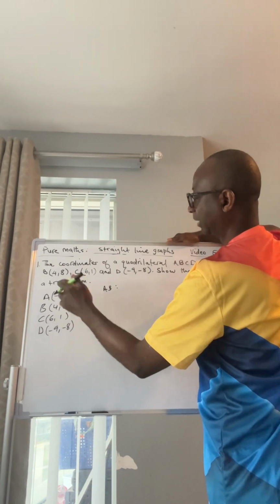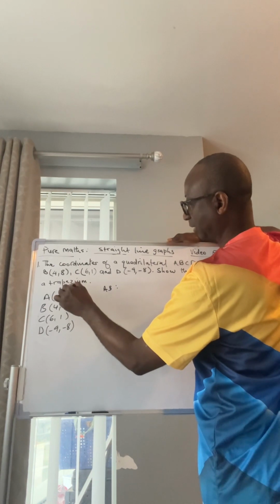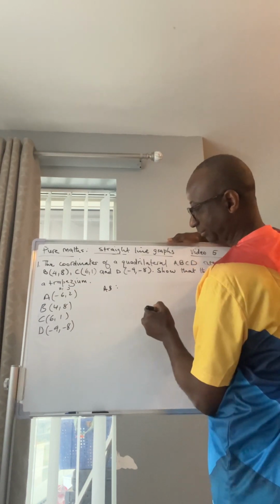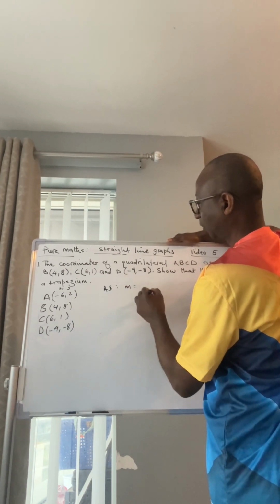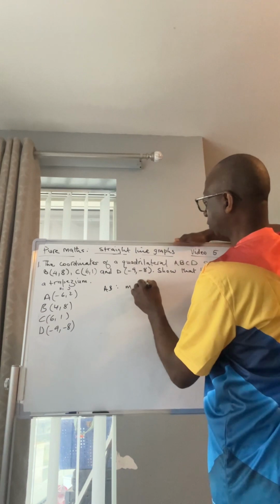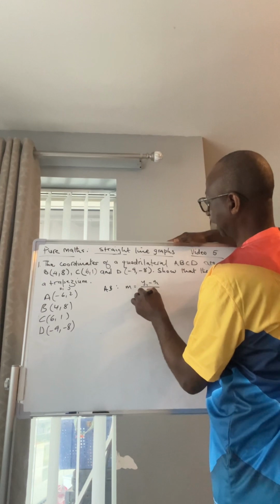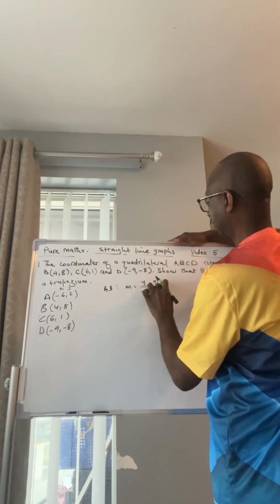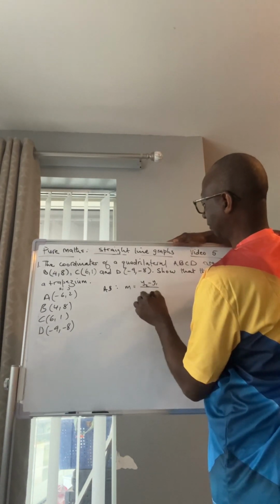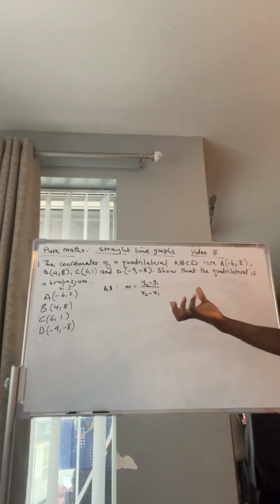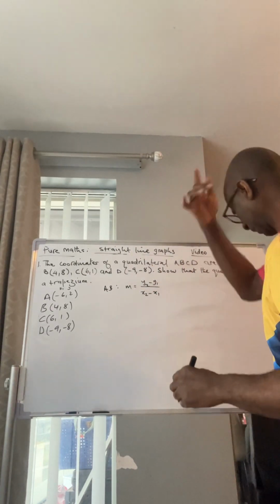So, when you are writing these coordinates, the first one is your x and the next one is your y. Yeah? So if you want to find the gradient of a line, which is given as m, it is always equal to the rise, which is y2 minus y1, all over the run, which is x2 minus x1. So what this means is the increase in the y-axis over the increase in the x-axis.